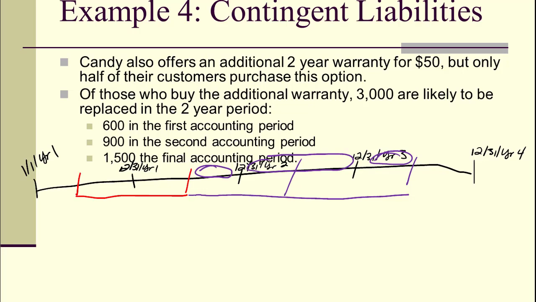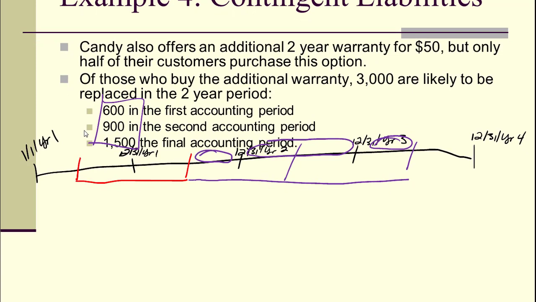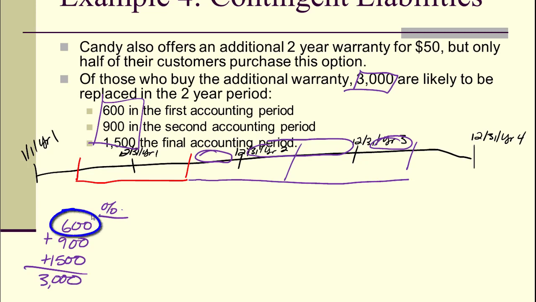And we can see here we've already got an estimate over here of when we think those warranties will be honored. So let's see, 600 plus 900 plus 1500 gives me a total of 3,000 units, which we know from up here. And now I can get a percentage. So 600 divided by 3,000 is 20%. And 900 divided by 3,000 is 30%. And this last then would be 50% of the revenue.